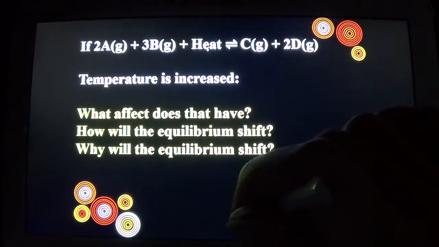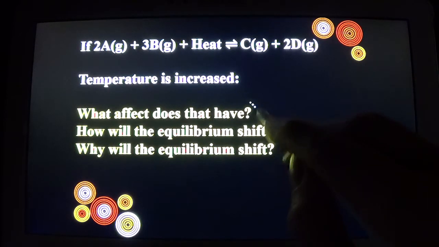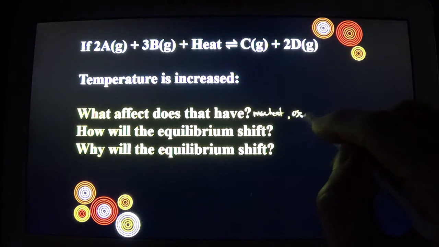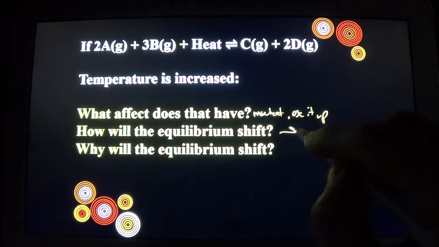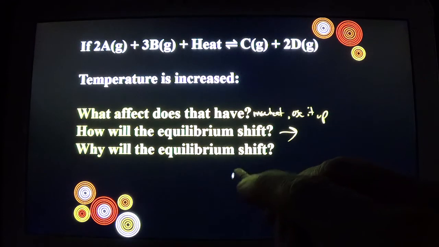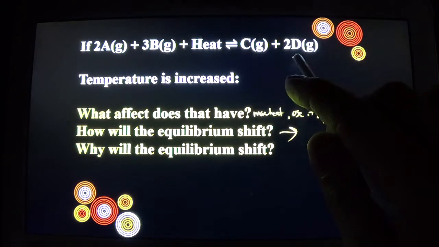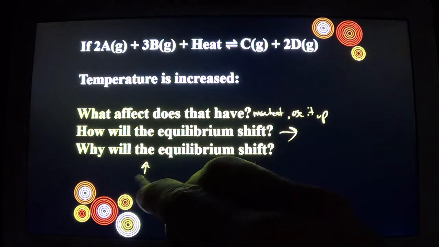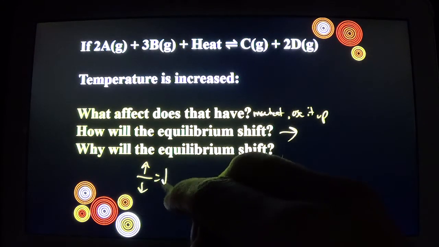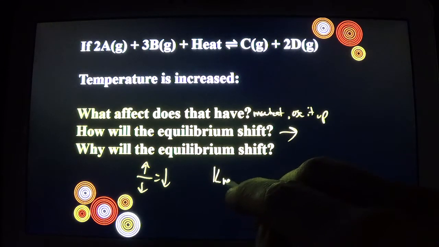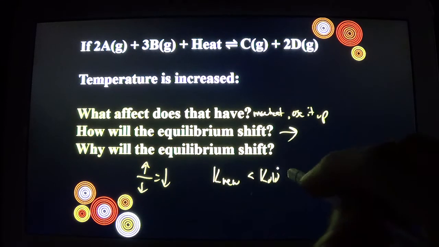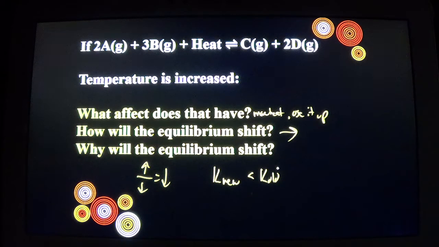Okay, check out what's changed. Now heat's on the left side and temperatures increase. This will increase the temperature, more heat. So let's use it up. Shift to the right. What's that mean? More products, less reactants. More products, less reactants. That's going to be a smaller number. K new is going to be less than K old.